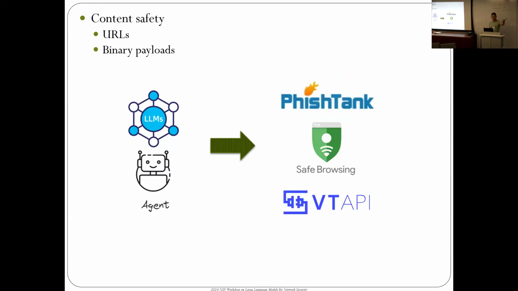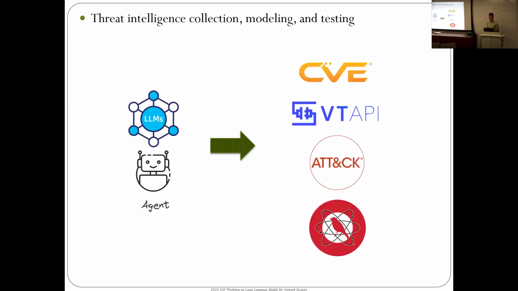Another week, a student looked at using an agent to basically query PhishTank and Safe Browsing for potentially malicious URLs, and then the VirusTotal API to look at malicious URLs and malicious content. So being able to do a natural language interface that can orchestrate the retrieval across these different services to get a broader view of what particular URLs and binary payloads are.